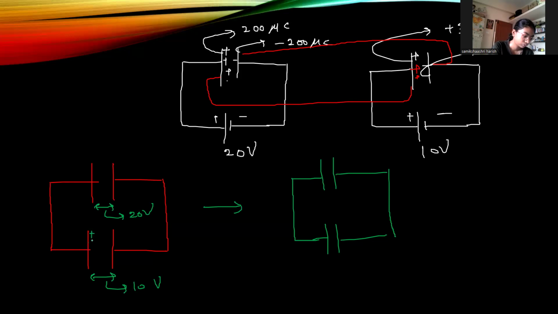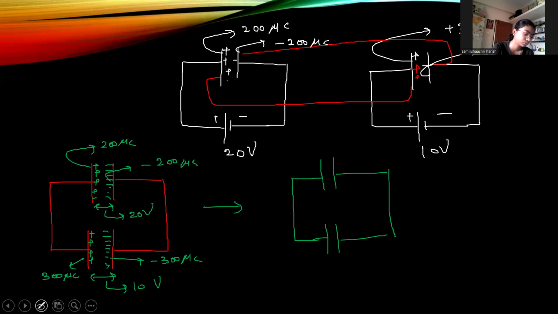And here, how much charge is stored? 300 microcoulomb, and here minus 300 microcoulomb. Similarly here also, how much charge is stored? 200 microcoulomb, and here minus 200 microcoulomb. Understood?